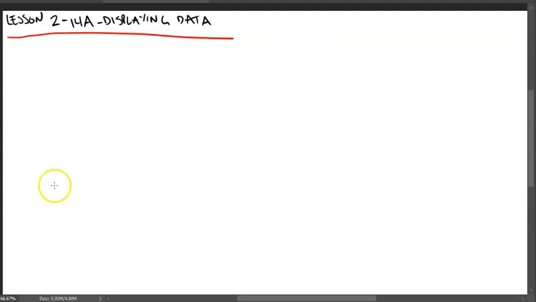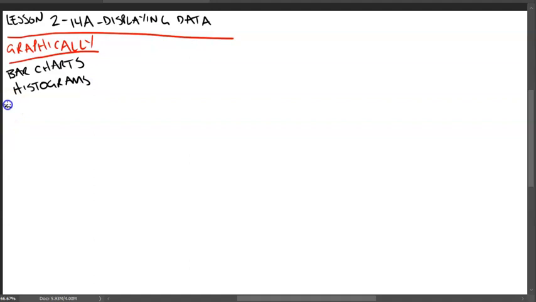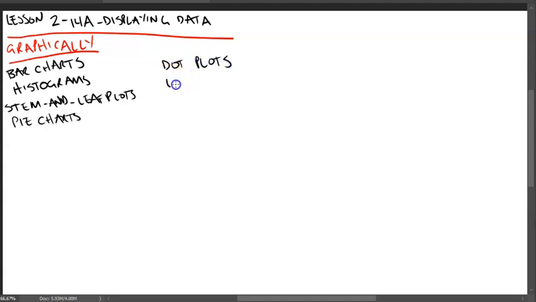Okay, so displaying data. When we display data graphically, we can think of different forms of charts or bars. So first one, bar charts. Some of you may have heard of, some not. Histograms, another one. Stem and leaf plots. Pie charts, dot plots, line graphs, box plots, also known as box and whisker plots, or box and tail plots I've heard of before.